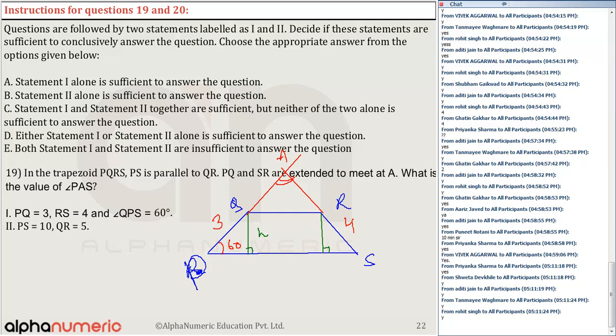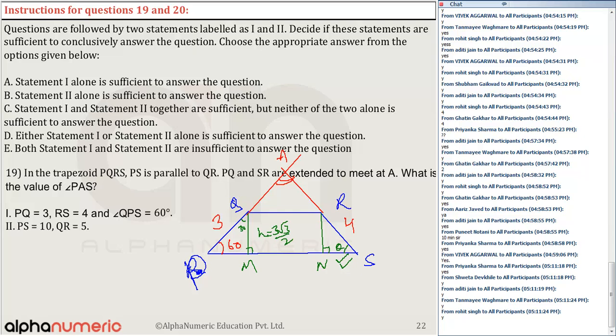So in triangle QPM, these angles are 60, 30 and 90. Sides are always in the ratio 1:√3:2. So if this is 3, the height h is equal to 3√3/2. Let's say this is the point M, this is the point N. So we can find out RN also. RN is also 3√3/2. So we can find out the length NS also.